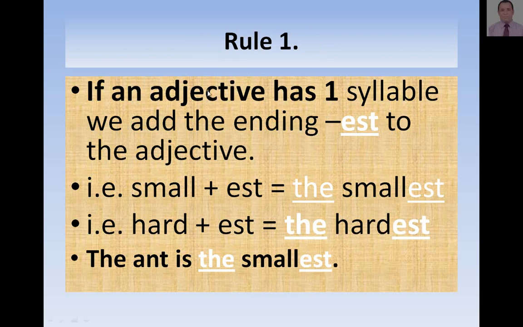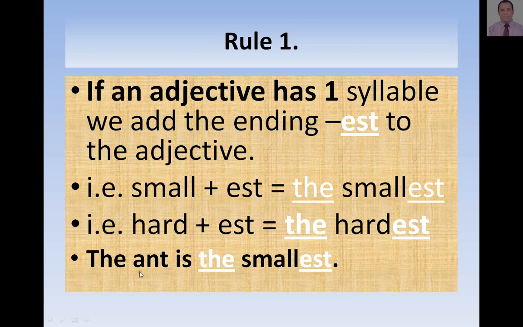we have some rules. Rule number 1, if an adjective has 1 syllable, we add the ending est to the adjective. Example, small, we add est, but we should put the before the adjective itself. So the plus the 1 syllable adjective plus est. So note that when we add er to the adjective, we should follow the adjective with than, but when we add est to the adjective, we should precede the adjective by the. I say the smallest, the hardest, okay, the biggest, the tallest, like this.